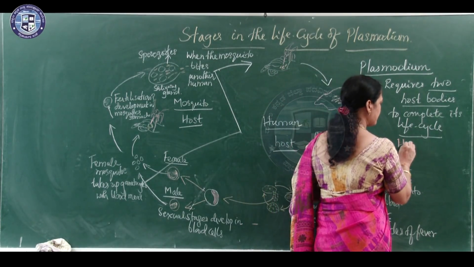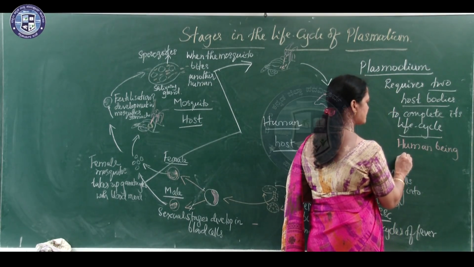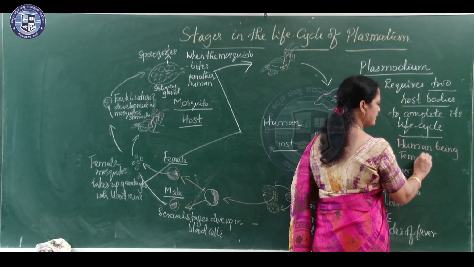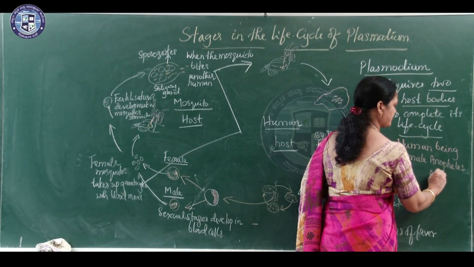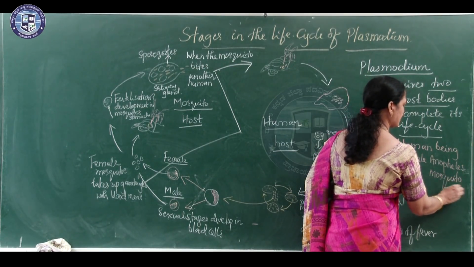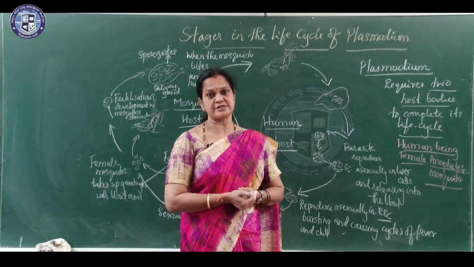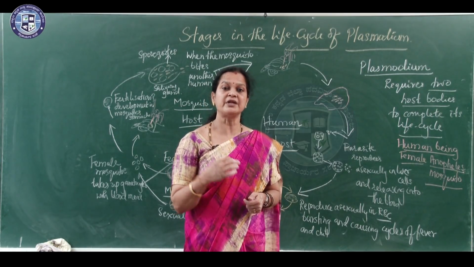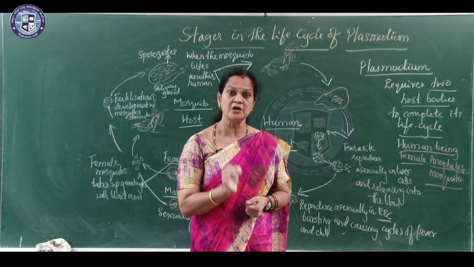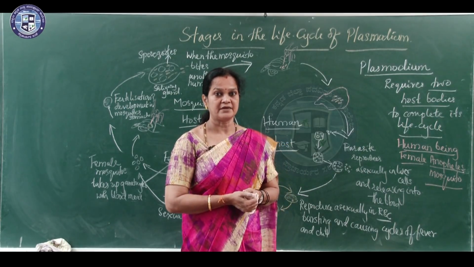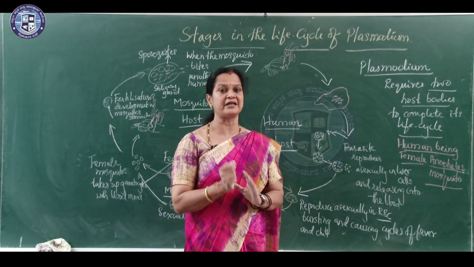One is human being, the other one is the female Anopheles mosquito. Female Anopheles mosquito and human being. Human beings are the definitive host. To reach the human body, it goes through the mosquito, which acts as an intermediate agent or intermediate host or vector, where some part of the life cycle will be completed. So, it reaches the human body through the female Anopheles mosquito.